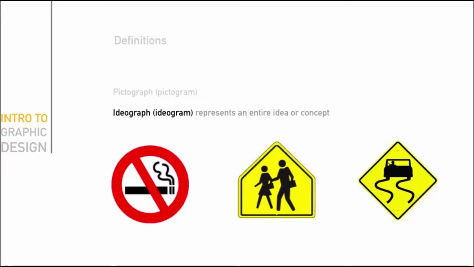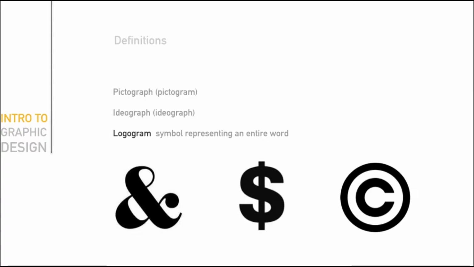An ideograph or ideogram represents a bigger idea or concept. So none of these are used to represent specific things. They are representing ideas. Ideographs are understood through common use and agreement as to what they mean. The symbol here means no, and that on top of the pictograph of the cigarette creates the ideograph that says no smoking. Logograms are symbols that represent specific words.